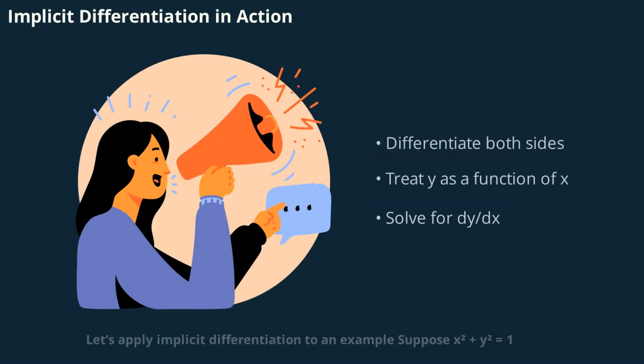Let's apply implicit differentiation to an example. Suppose x^2 + y^2 equals 1. Differentiating both sides with respect to x gives 2x + 2y dy/dx equals 0. Solving for dy/dx, we get dy/dx equals -x/y. This technique is essential for analyzing curves like circles and ellipses, which aren't functions in the usual sense.